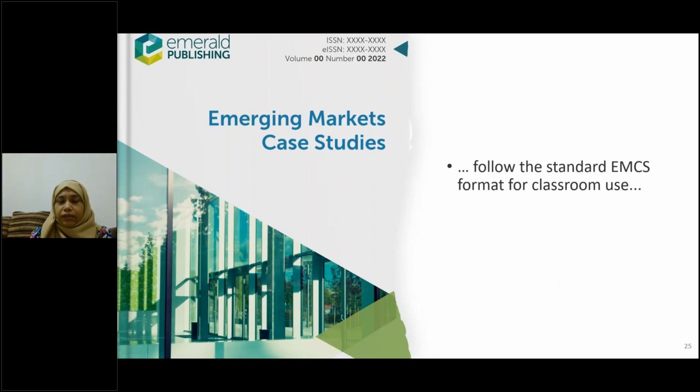Different journals might have their own style and their own approach to looking at things, but again there are some common elements that no matter which journal you're referring to, they will follow. For us, since these two competitions are organized by EMCS, you have to follow the formatting style guided by Emerging Market Case Studies.